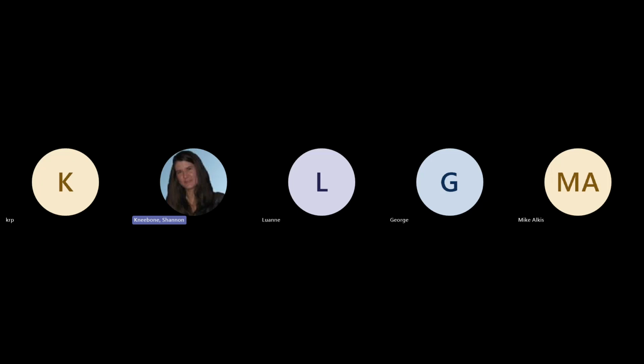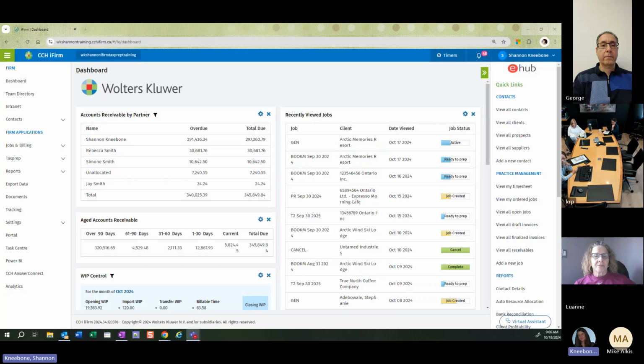So contact records are the basis for any module within iFirm itself. It's where it gets your contact or client information, so this is going to populate within the returns themselves. Any client that is having a return prepared will have a contact record, and that includes spouses and dependents as well.